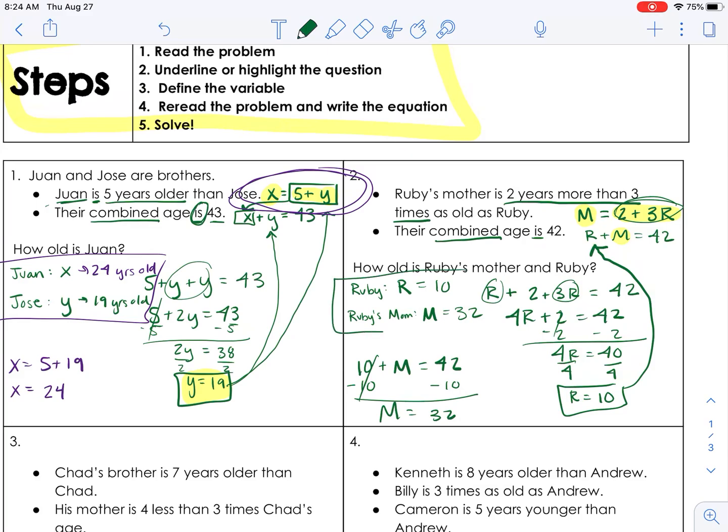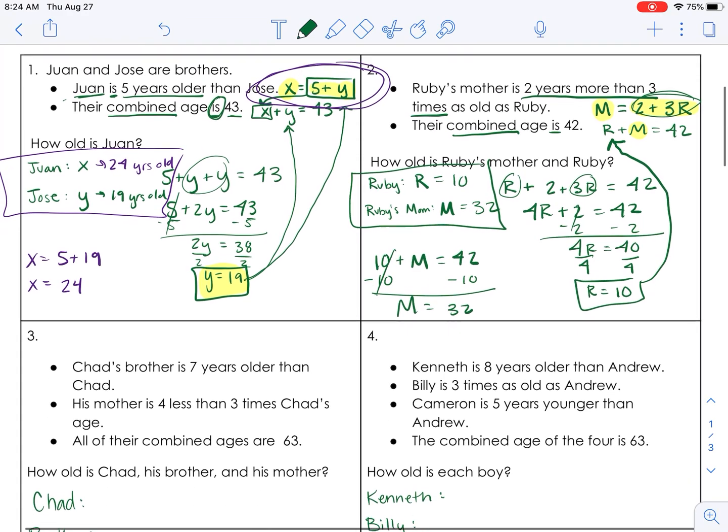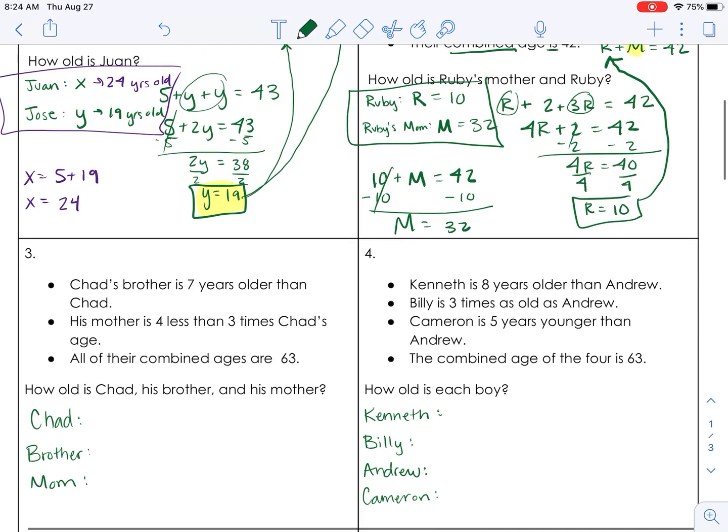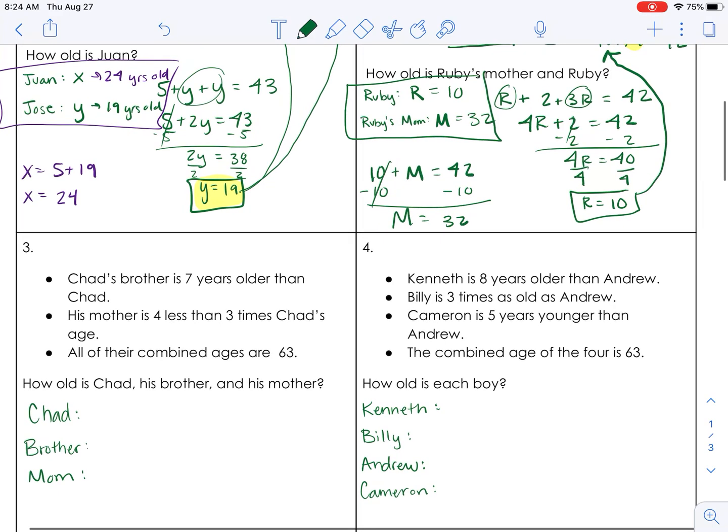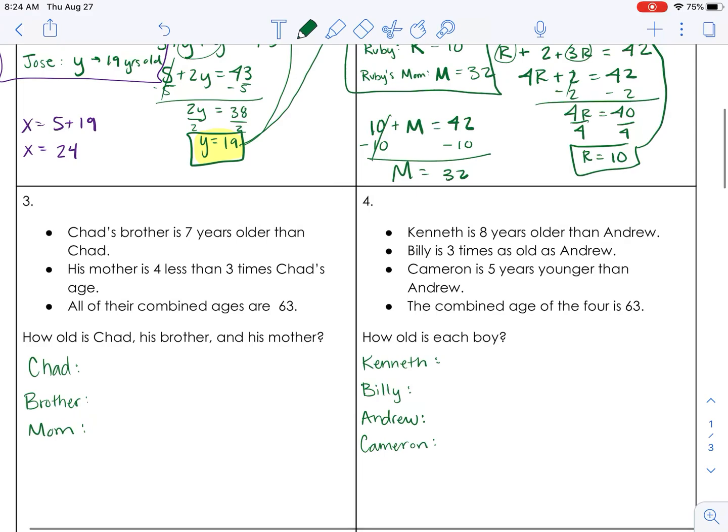All right, so there's our answers to that one. Let's look at number 3. So we've got more variables here. That's okay, don't freak out. Number 3 says Chad's brother is 7 years older than Chad. So 7 years older, that's a math word. We're going to add 7.